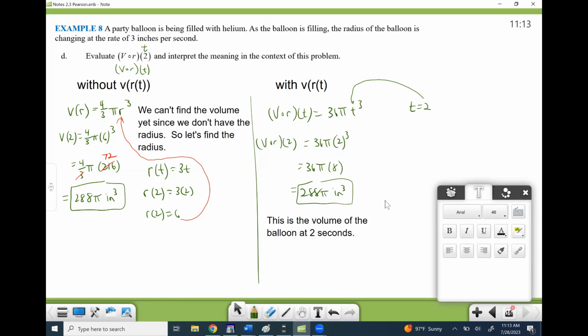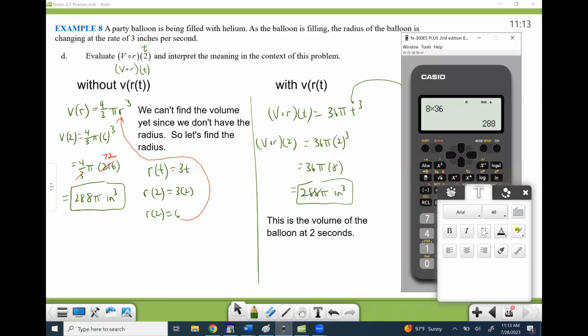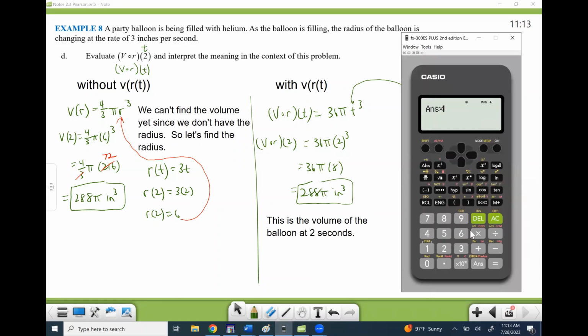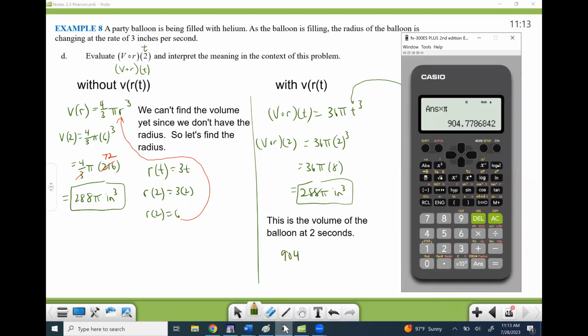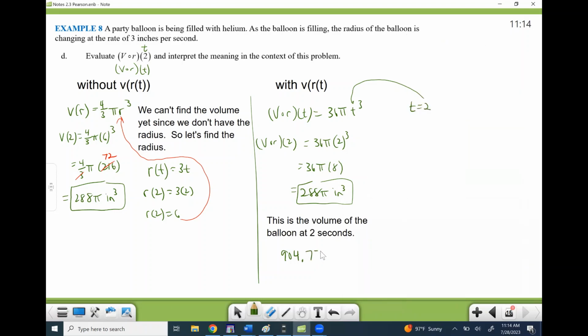And of course, you'd probably want to actually substitute this into the calculator, you guys, because you'd want an actual value. So we have to multiply this by pi. Shift pi equals, and then boom. So it'd be 904 approximately. I'm going to round. 0.779 cubic inches. Okay, that's the approximately.